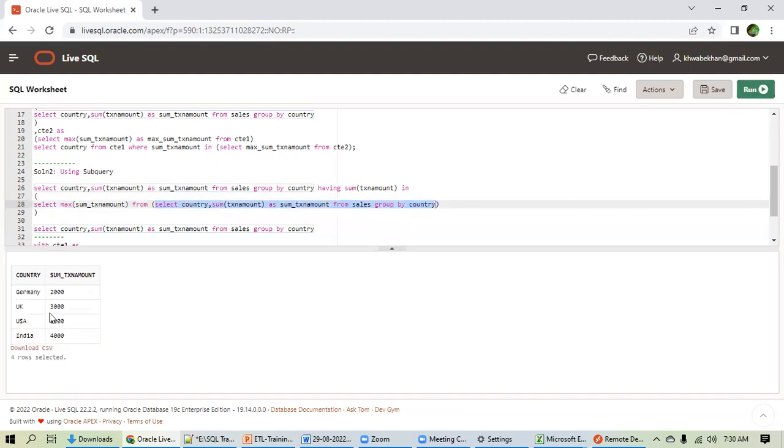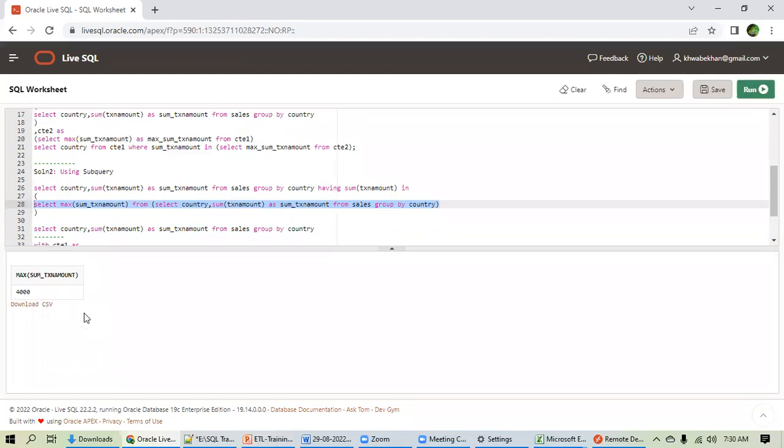This is the output, right? Now read this query from the beginning. Now I'm telling the SQL engine that I want the maximum of sum of transaction amount from this query. It means from this table. Now is it clear? So what is the maximum value of the sum of transaction amount? 4,000. So when you run this entire query, it will give you the value 4,000.